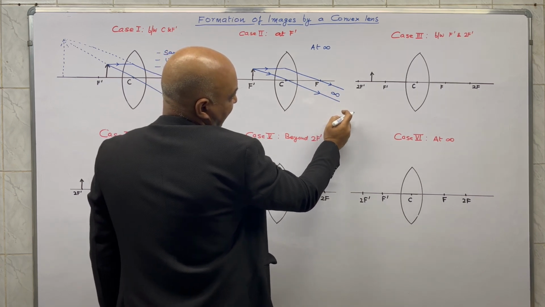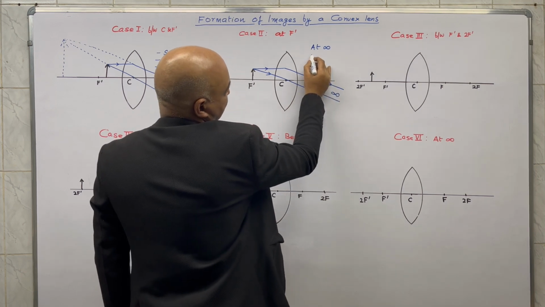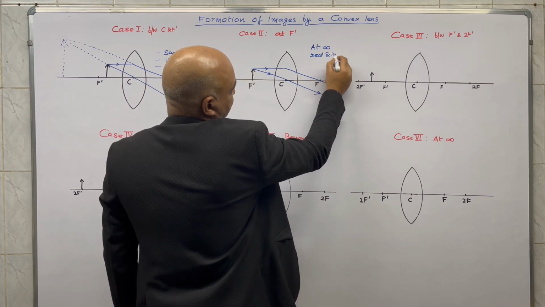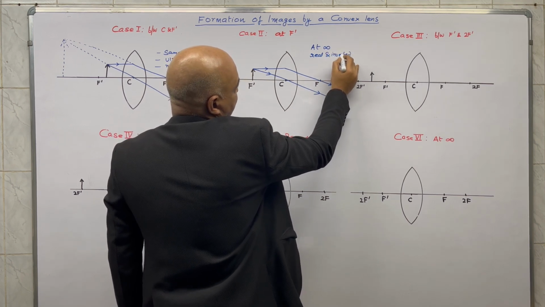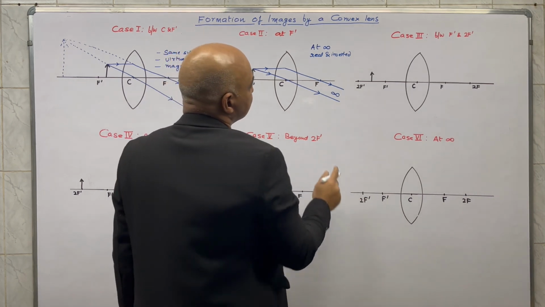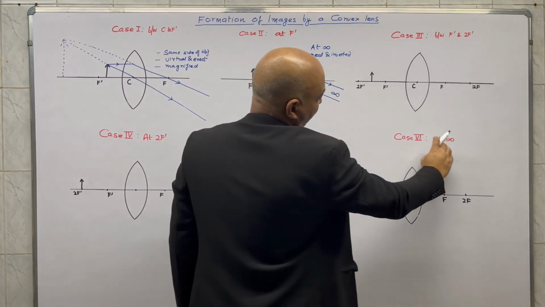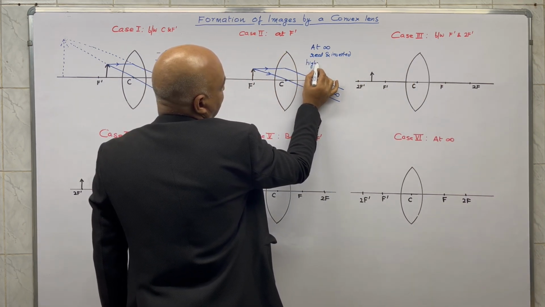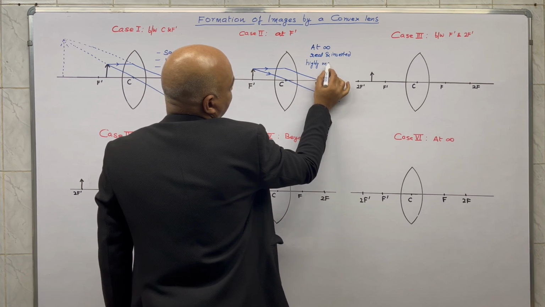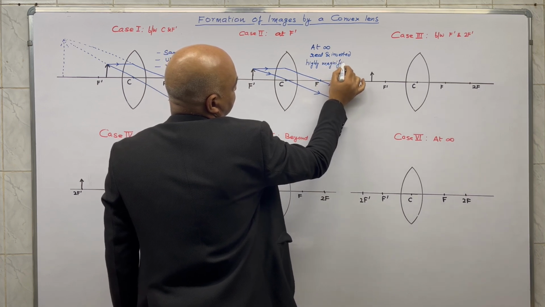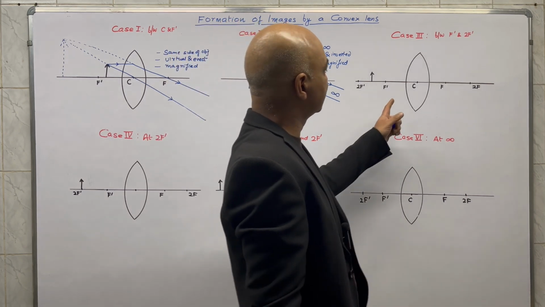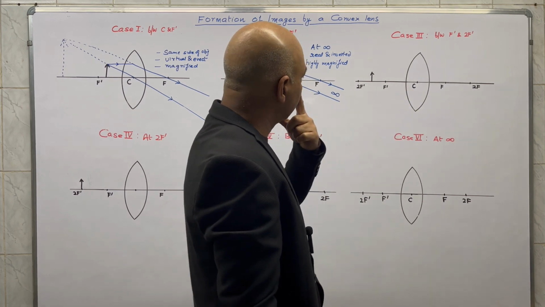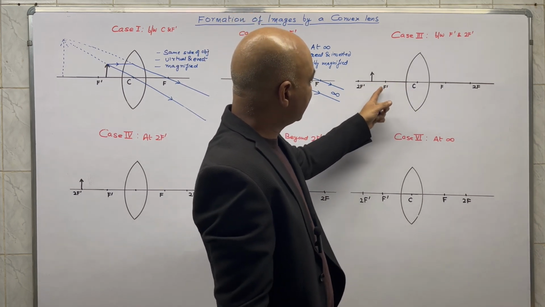Now it is below the principal axis and on the right of the lens, so it is going to be real and inverted. Real images are always inverted, and as it is going to be formed far off somewhere here, I can say that it is going to be highly enlarged or highly magnified. Right. Third case. I've taken the object even farther from the lens, that is between f dash and 2f dash.